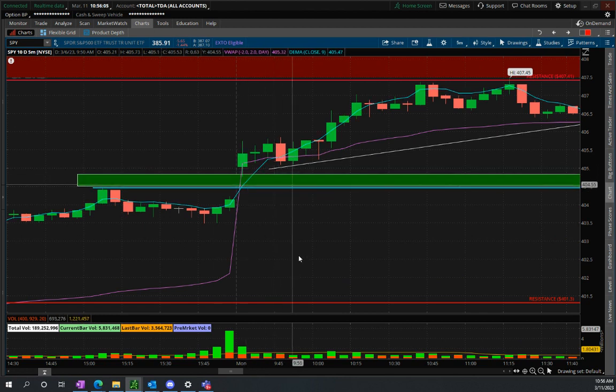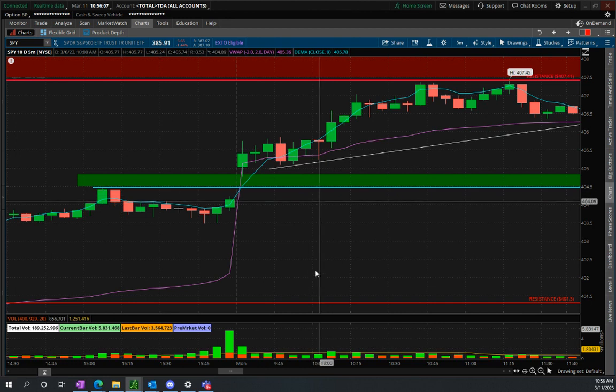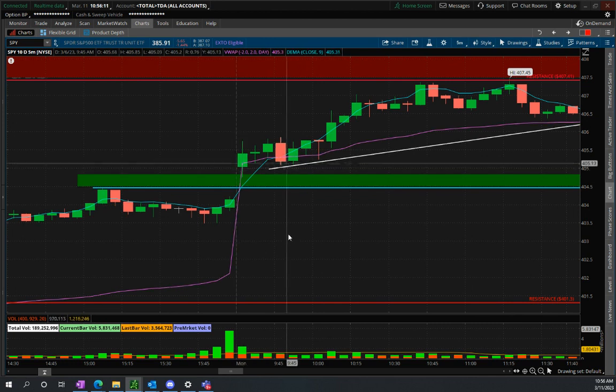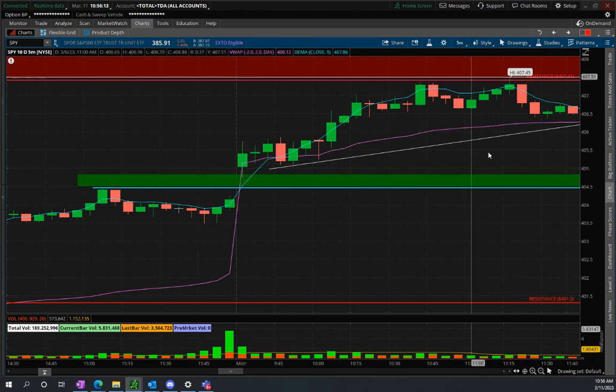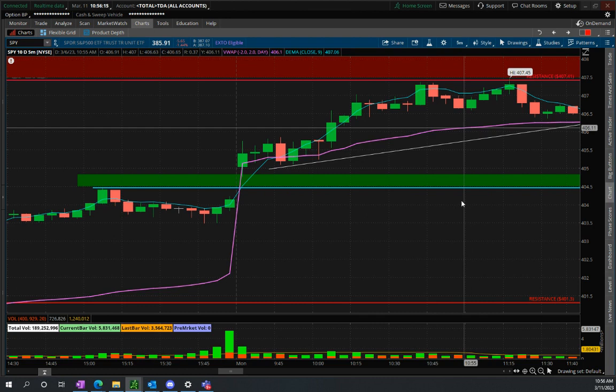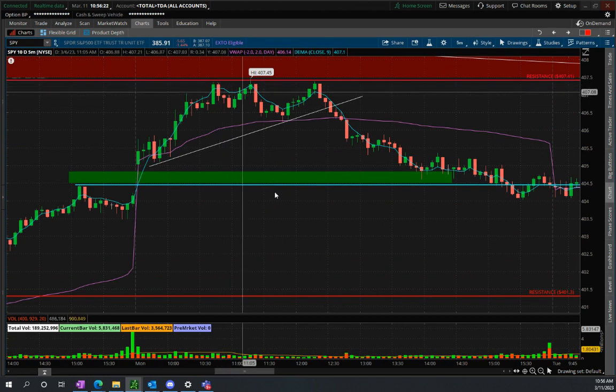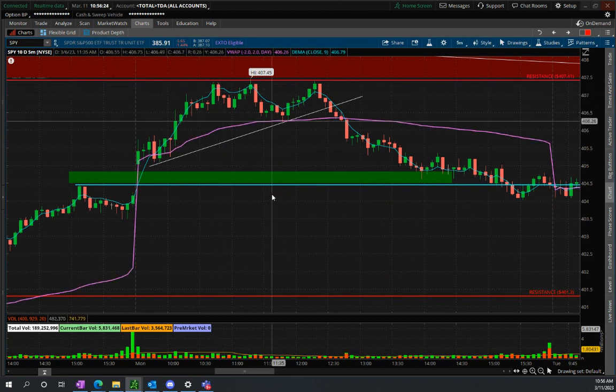And until we make a lower low, I'm in my trade, right? And you can see here we weren't able to make a lower low, and we went right into 407.45, right? Almost a $3 move, right? And then once we hit this triple top, look at this. Oh my God, this was amazing, right?